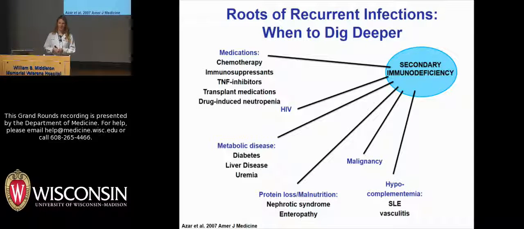Do they have low complement levels? I gave you the example of the primary immunodeficiency, but some illnesses can have low complement. For example, lupus and vasculitis. And these patients are at risk for Neisseria and other infections.